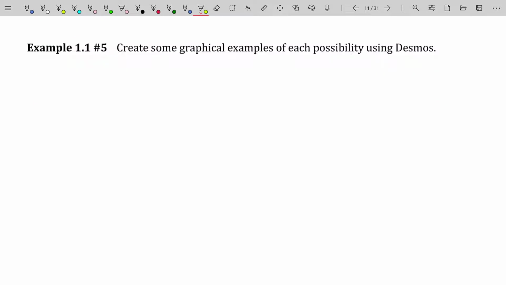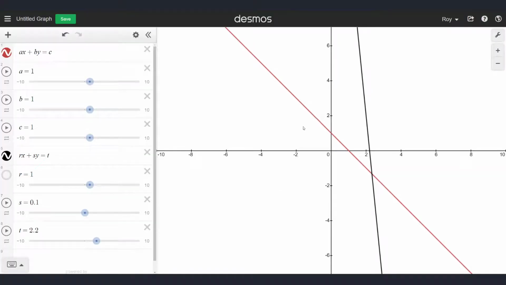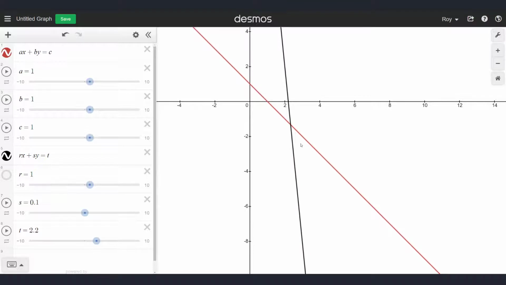So let's go over to Desmos and create some examples and talk about whether these systems are consistent or inconsistent. Let's take a look at the fact that maybe we can create a system that has no solution, exactly one solution, or infinitely many solutions. And because we're using Desmos, it's only going to be 2x2 systems because Desmos cannot handle 3-dimensional equations at this time. All right, so here we are within Desmos, and you can see I have two lines graphed right here.